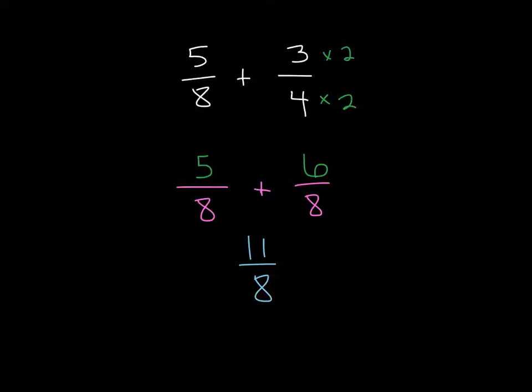Now let's change it to a mixed number. 8 goes into 11 one time. We have a remainder of 3, so 1 and 3 over 8.